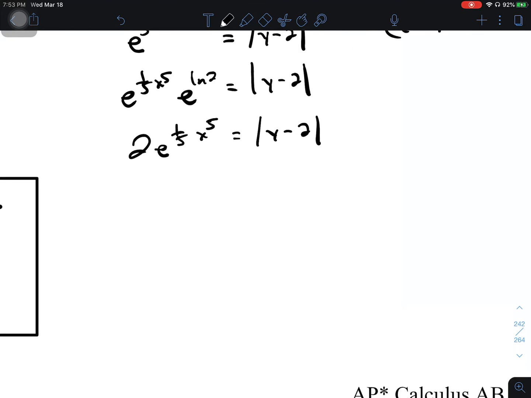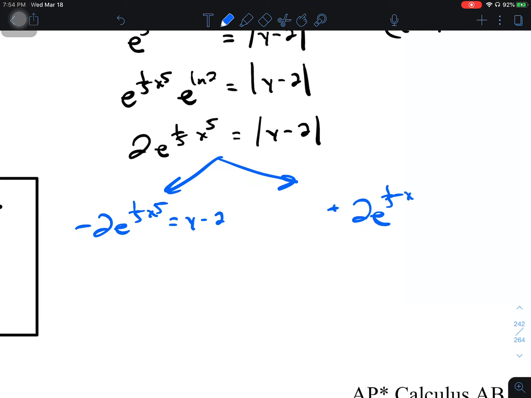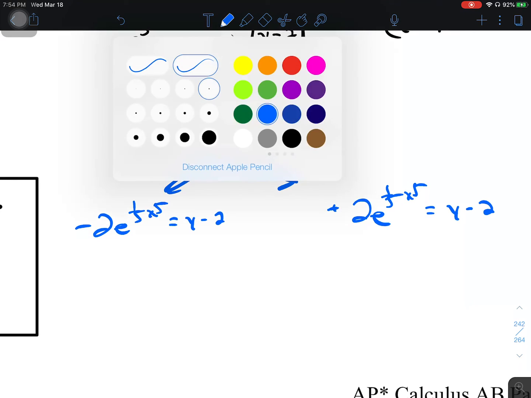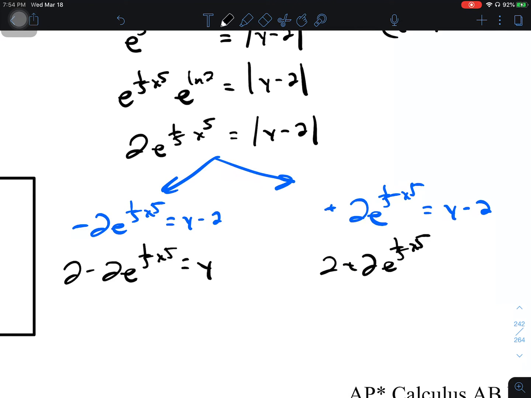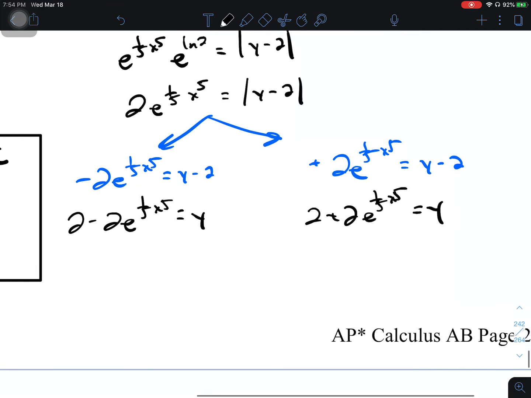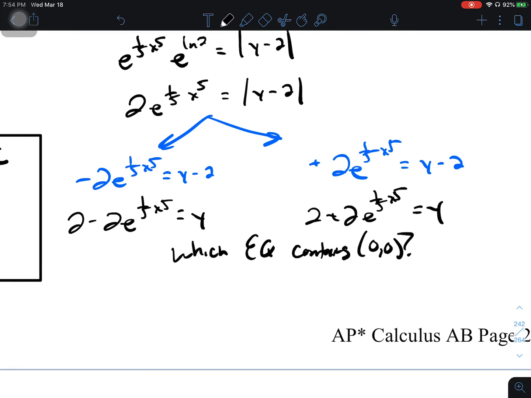This y minus 2 absolute value business is two separate equations. We have a negative version, and we have a positive version. If we solve each of those, we're going to get 2 minus 2e to the 1/5 x to the fifth equals y, and we're going to get 2 plus 2e to the 1/5 x to the fifth equals y. Which one of those equations contains the ordered pair (0, 0)?